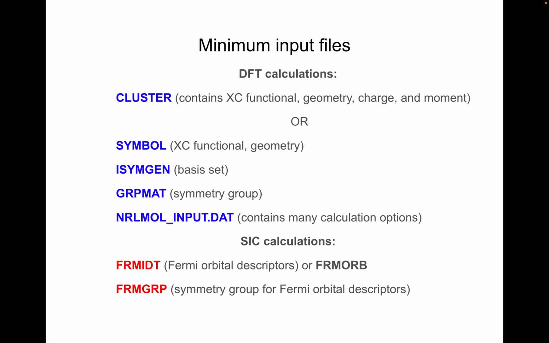For the SIC calculation, you need additional files. The FRMIDT file will list the coordinates for the Fermi orbital descriptors. The FRMGRP file will contain the symmetry group information for the Fermi orbital descriptors. We will come back to the Fermi orbital descriptors later. When the software finds those 2 files in your directory, the SIC calculation will be turned on. Likewise, when those two files don't exist in your directory, then the SIC calculation is turned off. Alternatively to those two files, the FRMIDT and FRMGRP files, you could instead use the FRMORB file.